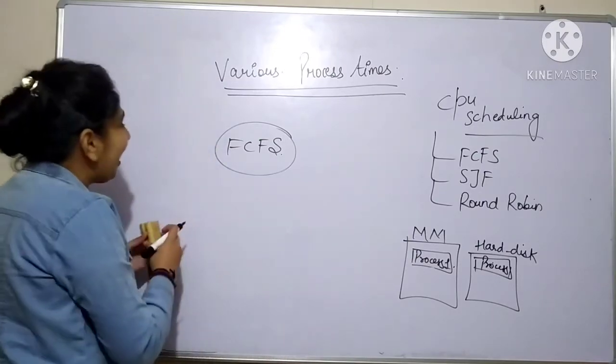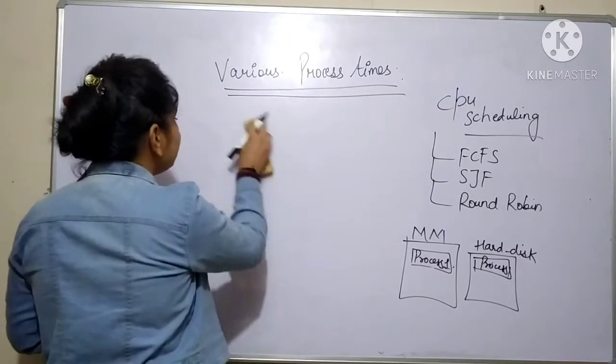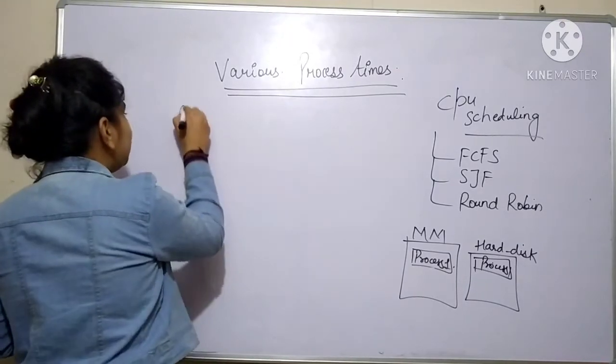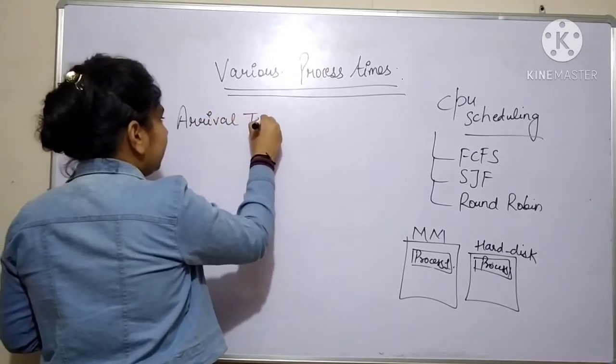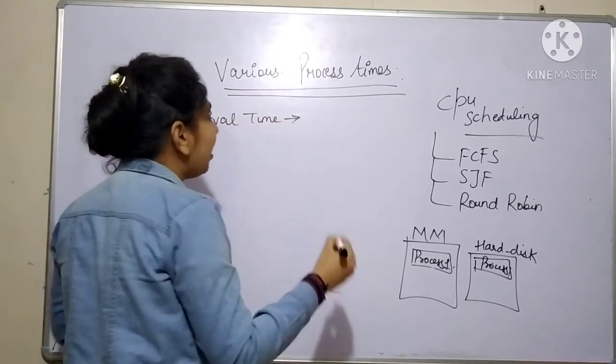So the first process time is arrival time, when the process comes into the main memory.